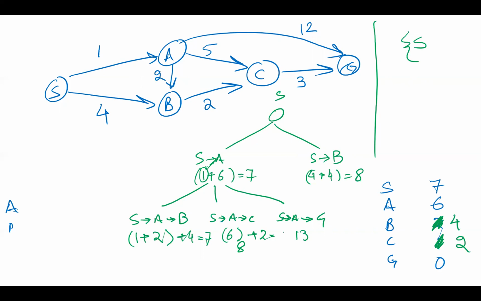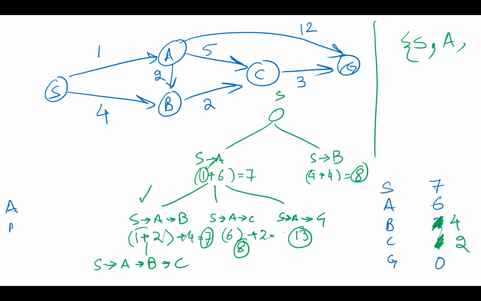So where will it go now? We have 7, we have 8, we have 13, and we have 8. It's going to go to B. So we already expanded A, and we will expand B. So from B, it can go to SABC, right? And f of n from SABC, what is it?